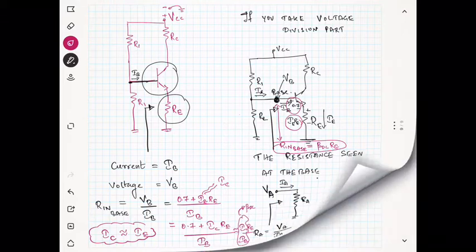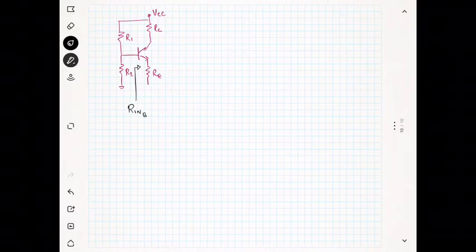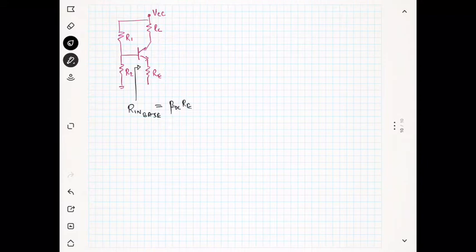Now we have seen the circuit. I will draw the circuit again. So this is RE and this is RC and VCC. We have something known as R1 and R2. So the resistance you are seeing at the base is nothing but R in base, right, is equal to beta DC times RE. I hope that this is clear, right?